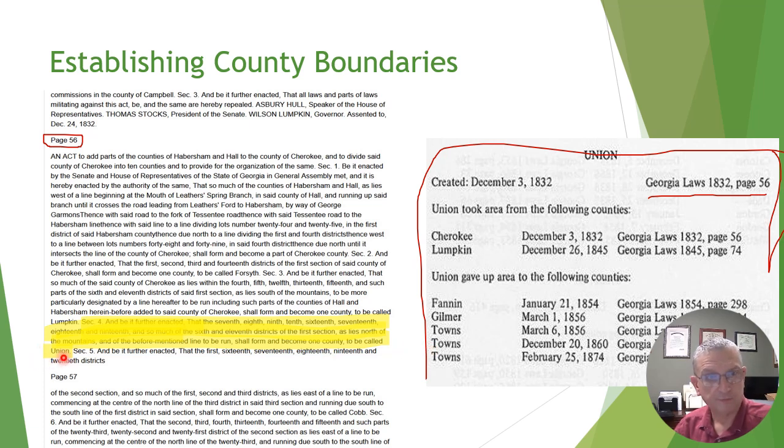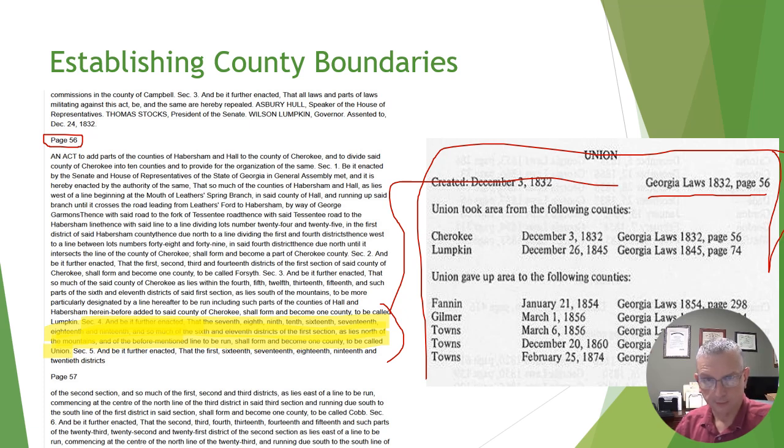Up above it, you've got Forsyth County. I think you've got Hall County. Down below, you've got Lumpkin County. But this is how county boundaries are established, and it refers back to the district maps, how they were surveyed out by the district surveyors as authorized by the legislature, and that's exactly how the counties are plotted. Now, this was the act that established the original Union County right here. So, bingo.